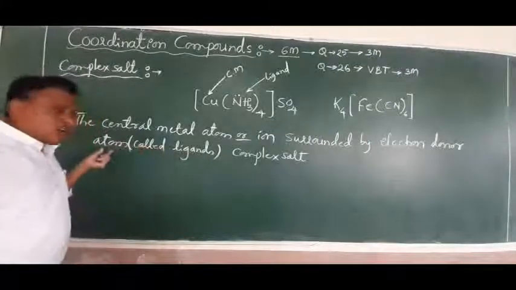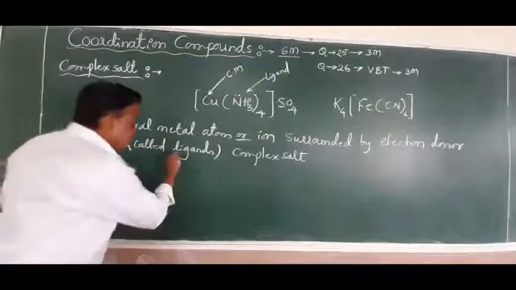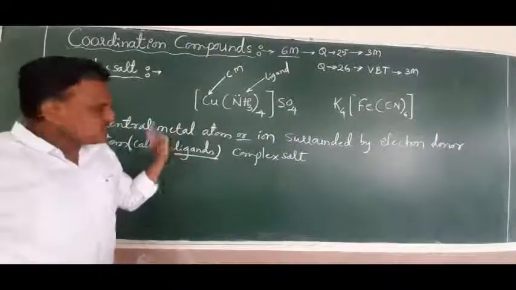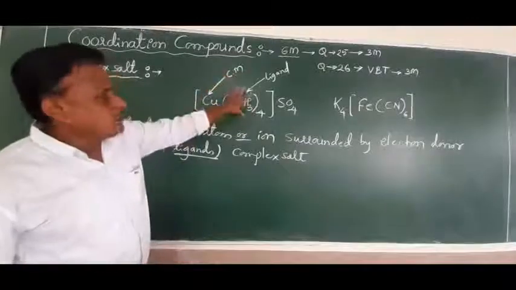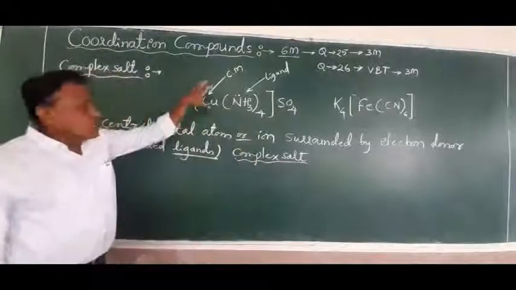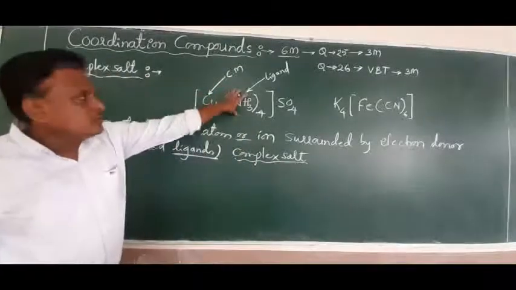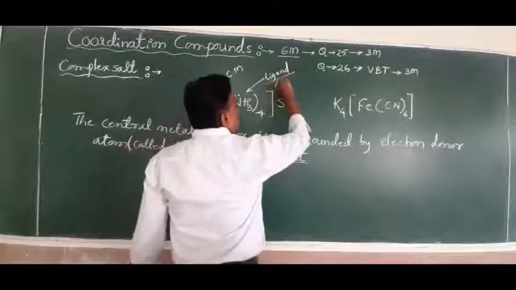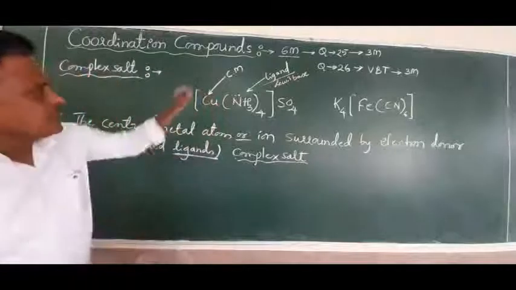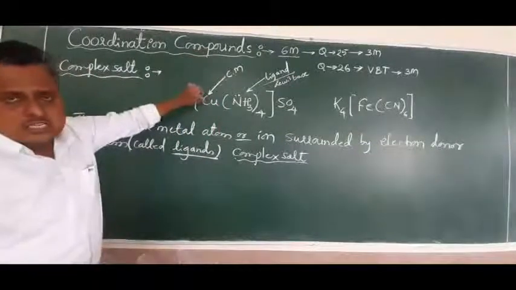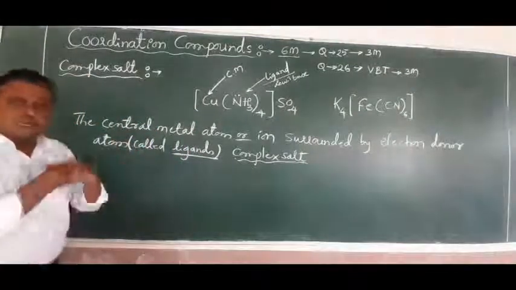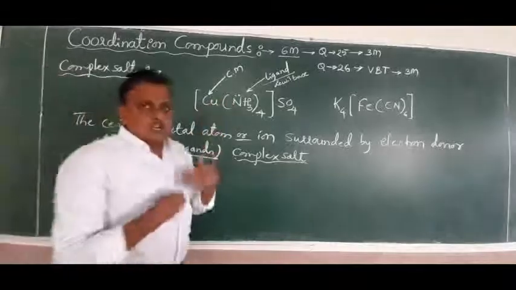What do we call those that donate electrons? Ligands. Pronounced ligand, not legend. They are surrounded by ligands, and this is known as a complex salt. For a complex salt, there must be an electron donor, which you call a ligand. Commonly we call it a Lewis base. Lewis bases are the electron donors. To whom do they donate electrons? To the central metal. Means the central metal is the electron acceptor. The central metal accepts electrons, and the ligands donate electrons.